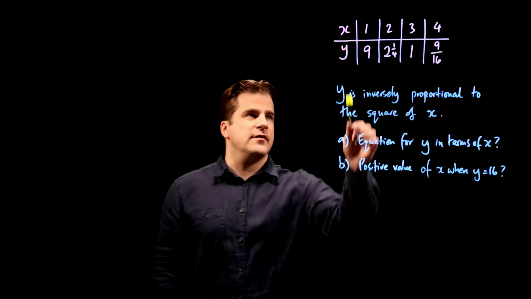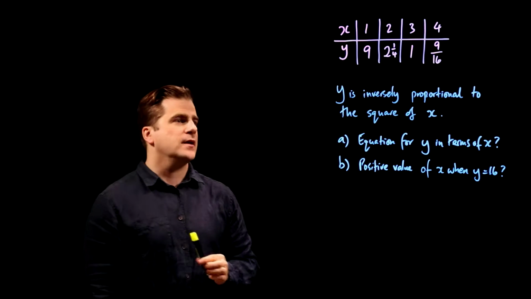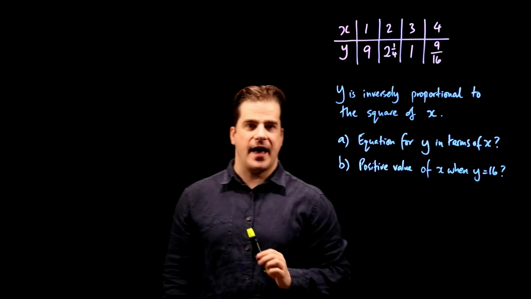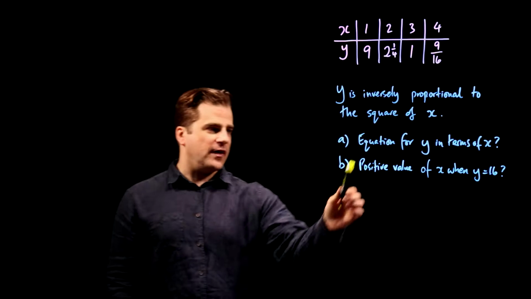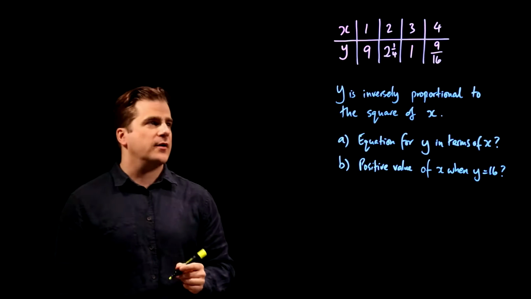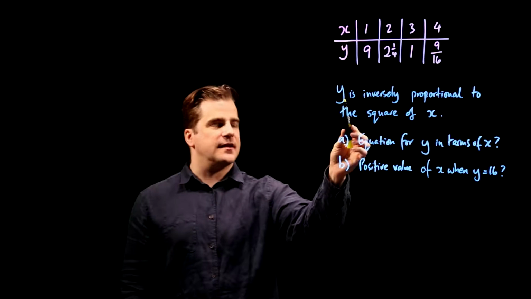Right, we've been given these values of x and the corresponding values of y, and we're told that y is inversely proportional to the square of x. We have to find an equation for y in terms of x, and the positive value of x when y is 16. Okay, standard exam question.